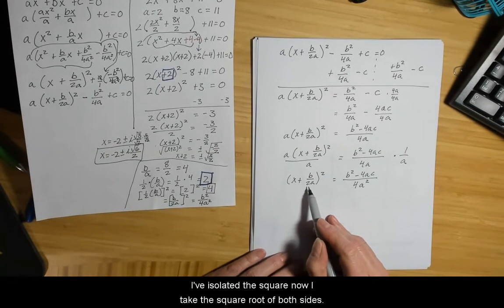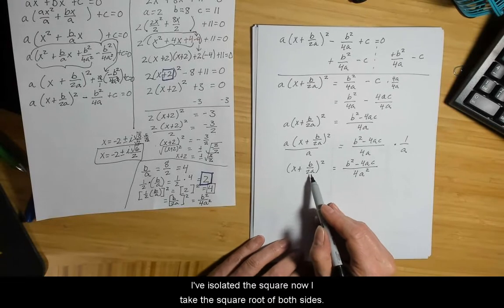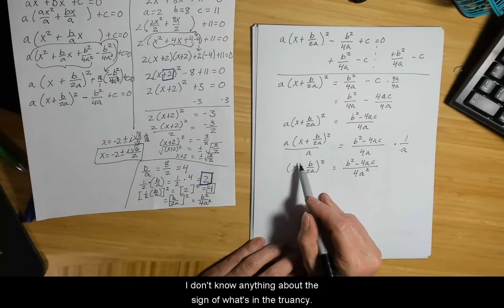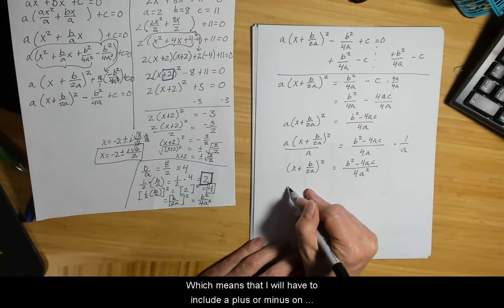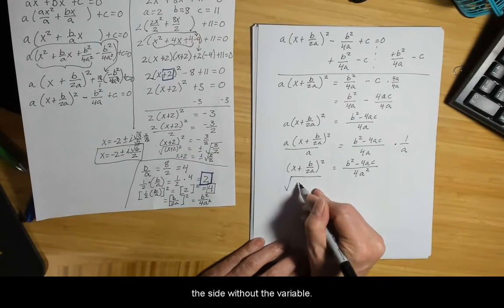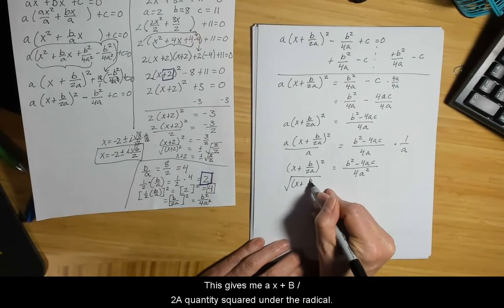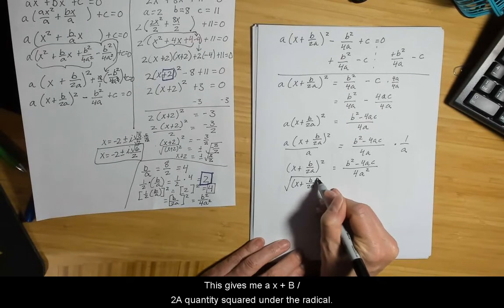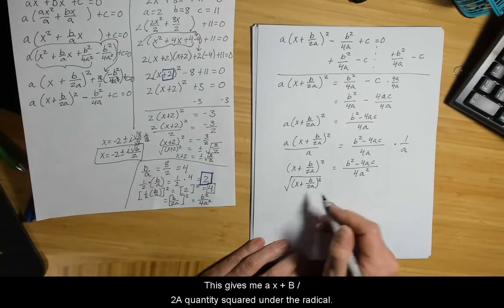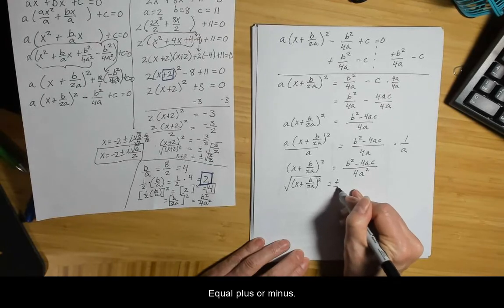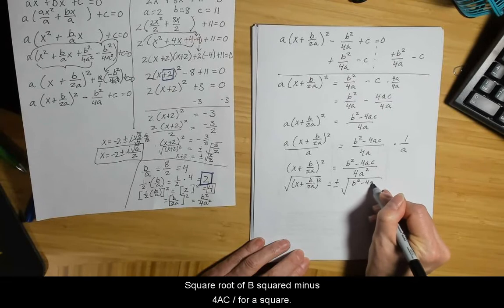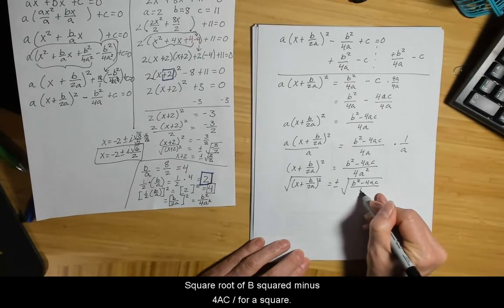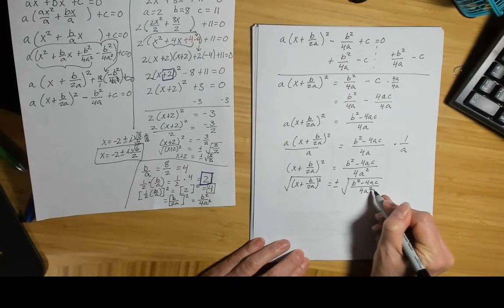I've isolated the square. Now I take the square root of both sides. I don't know anything about the sign of what's in the parentheses, which means that I will have to include a plus or minus on the side without the variable. This gives me x plus b over 2a quantity squared under the radical equal plus or minus the square root of b squared minus 4ac divided by 4a squared.